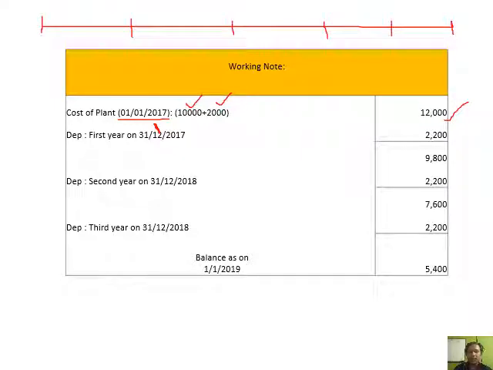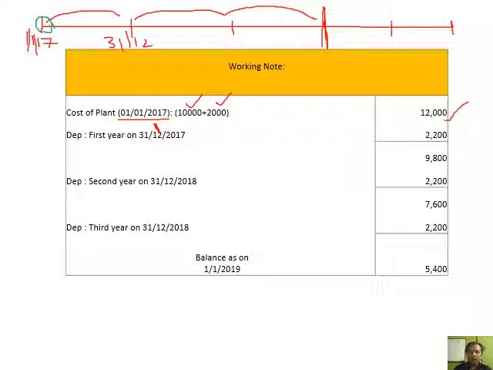So this is first year, this is second year, this is third year, this is fourth year, this is fifth year. The machine is purchased on 1st of January 2017, and every year the accounts are closed on 31st of December as per the question. So in 2017 this is 1 year, this is 2 years, and this is 3 years. We are going to prepare our ledger for these 3 years. If we have purchased the machine on 1st of January 2017, our first depreciation will be charged on 31st of December.